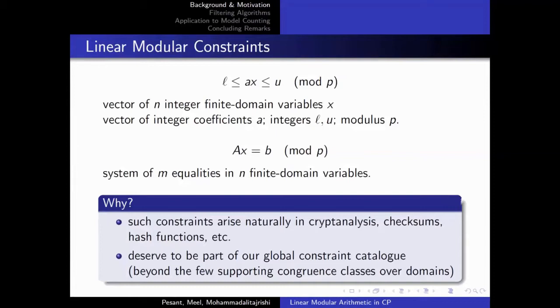Well, they appear naturally in several applications: cryptanalysis, checksums, hash functions, which we'll use in the model counting application. So they could be useful to model problems in CP. And so we believe that they deserve more visibility in the community. They're not in a global constraint catalog, despite the fact that they were introduced almost 15 years ago. I don't think they're supported by solvers, despite not needing much of anything new to implement them, as we shall see.